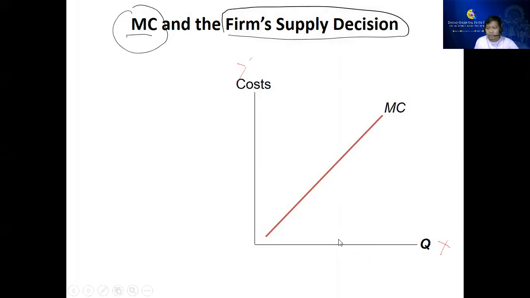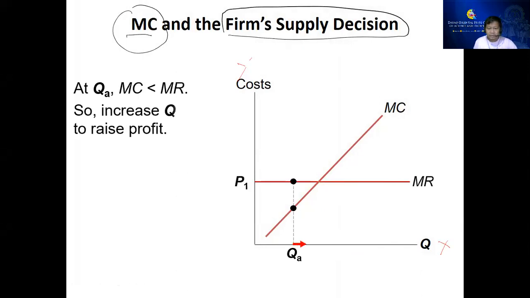Of course, I presume that you already know where to put the dependent and independent variables. The dependent variable should be put on the y-axis, and the independent variable should be put on the x-axis. Agriculture students must know that. So look at the marginal cost and the firm supply decision at quantity QA. At this point, the marginal cost is less than the marginal revenue.